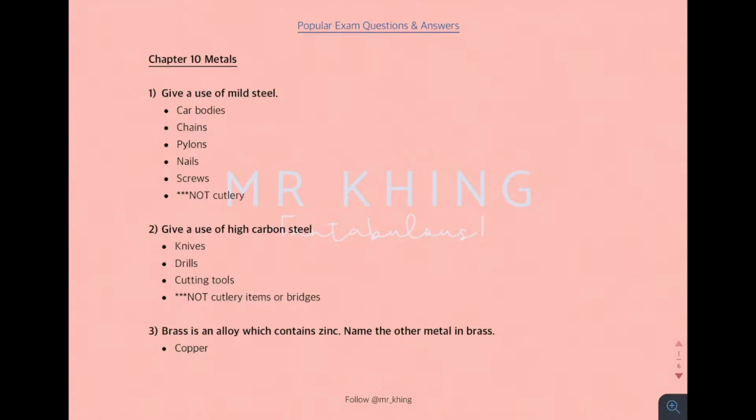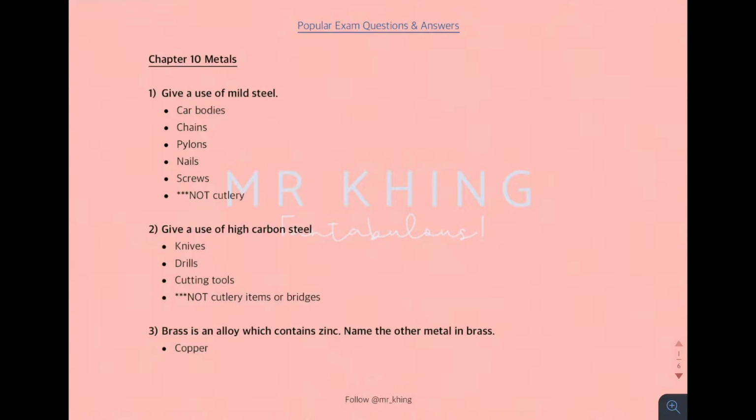Okay, let's go to the examples of popular exam questions and answers for the metals topic. So first, give a use of mild steel. Any of these, like car bodies. Okay, what is the use of high carbon steel? Okay, it is used to make knives, drills, and so on.